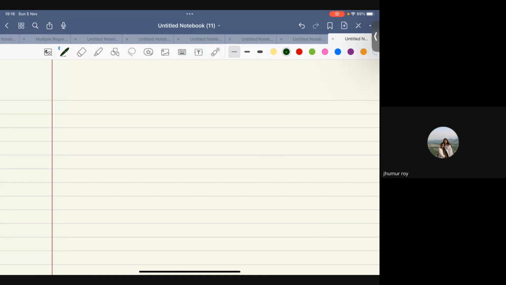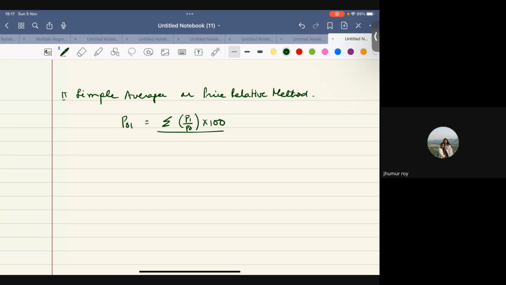This is the second part where we talk about simple average, or it is also called the price relative method. Here we are saying that you have to create an index, again taking one year as the base year and the other year as the year for which you are calculating it. But here the formula will now be a little different. So P01 is equal to summation of P1 upon P0 multiplied by 100, divided by n.